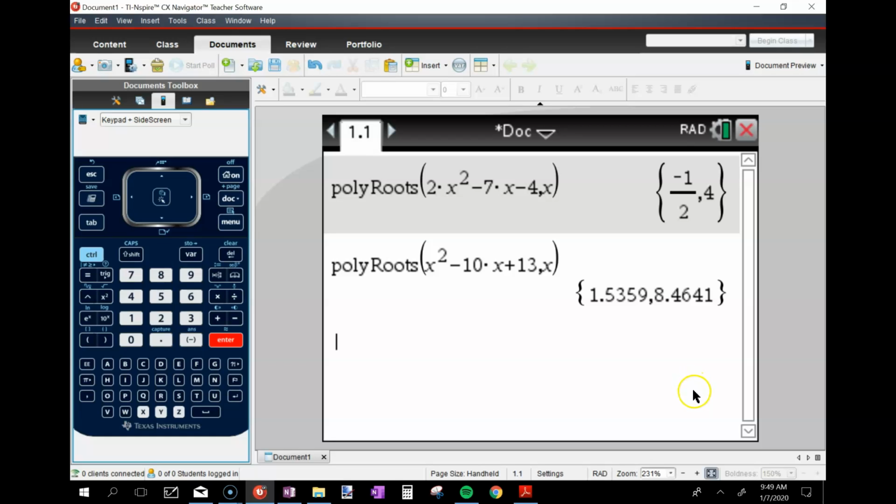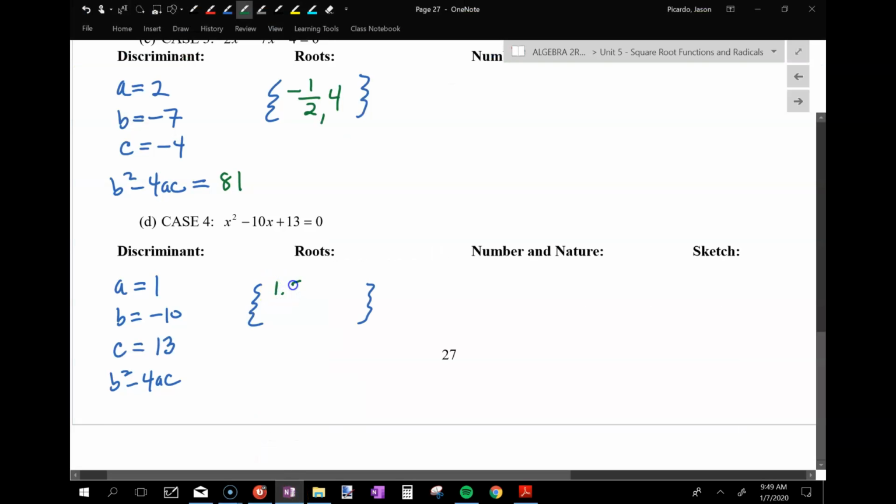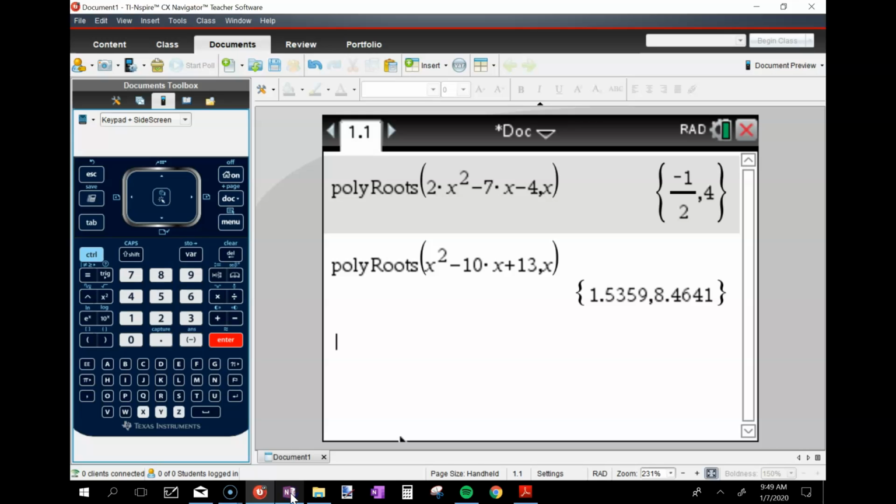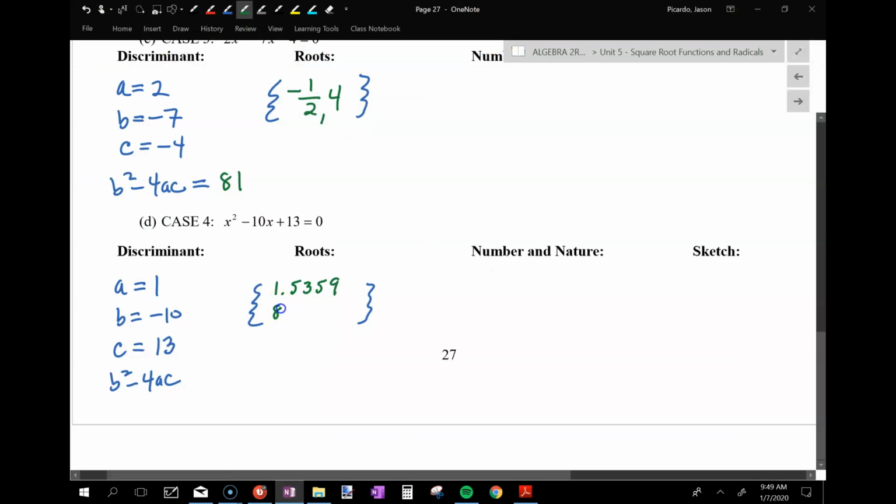Negative 1/2 and 4. Is this what we got for the other one? These weird numbers, right? These decimals. Yeah, I want you to write down the decimals. Yep, this is for the fourth case. Yep, we polyrooted both of those, right? So go ahead and write these decimals down. They're not real nice. 1.5359, 8.4641. And did you guys get a discriminant for case 4 yet? 48?